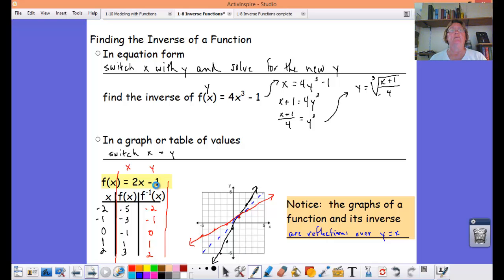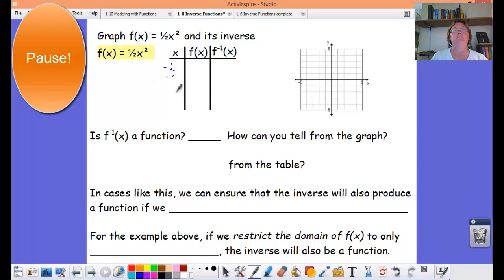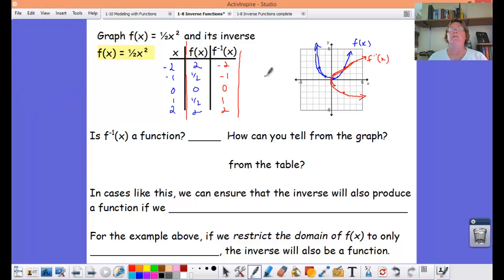I have a problem that I would like to have you solve. We're going to ask you to graph a function along with its inverse. So will you pause the video, please? I'm going to use as inputs my same -2 to 2, and let's figure out what the graph and its inverse look like. Here are my results.